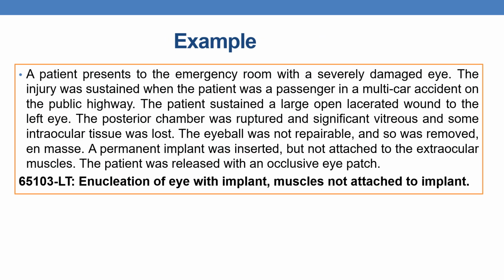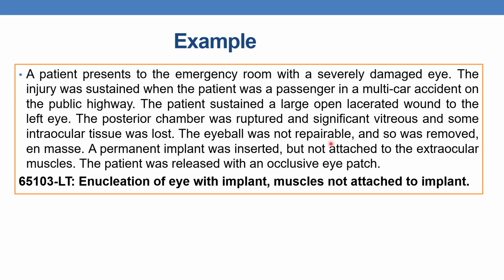Now let us see an example. A patient presents to the emergency room with a severely damaged eye. The injury was sustained when the patient was a passenger in a multi-car accident on a public highway. And the patient sustained a large open lacerated wound to the left eye. See the laterality, left eye. Large open lacerated wound. The posterior chamber was ruptured and significant vitreous and some intraocular tissue was lost. The eyeball was not repairable.